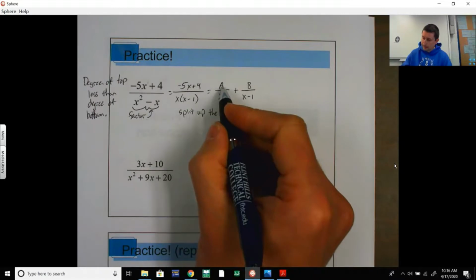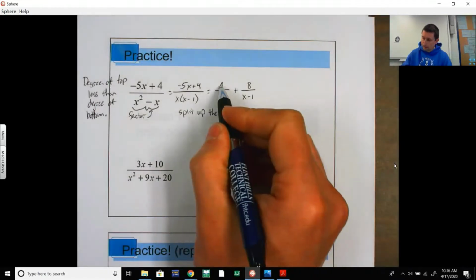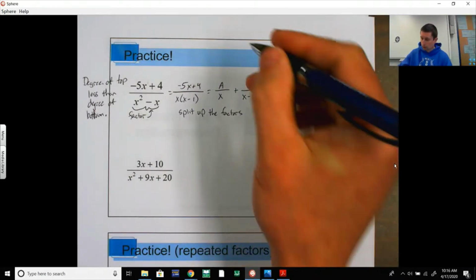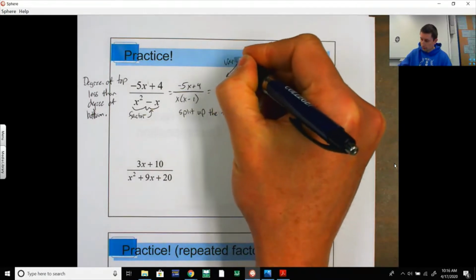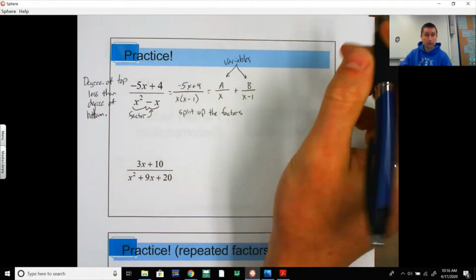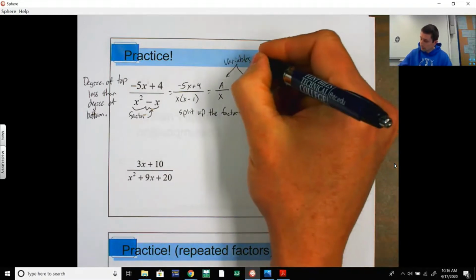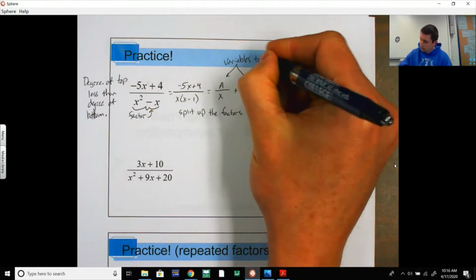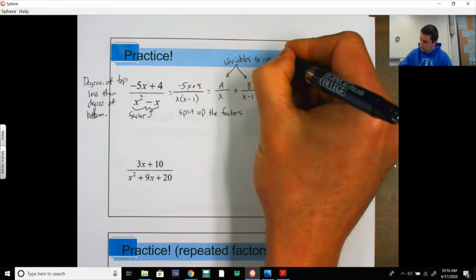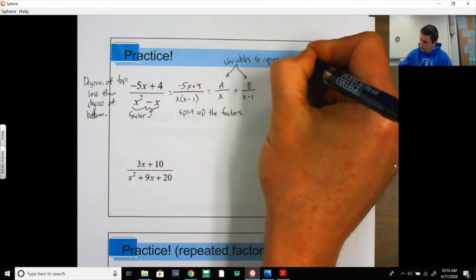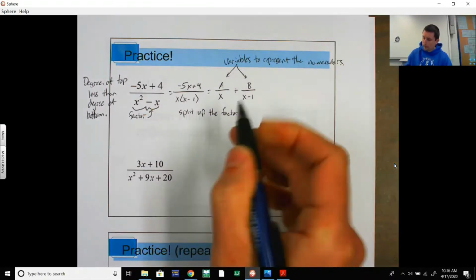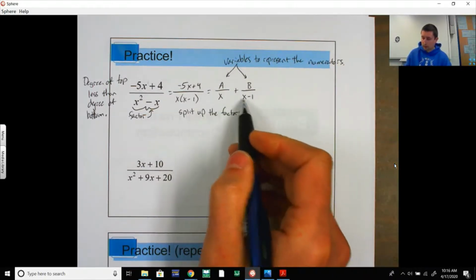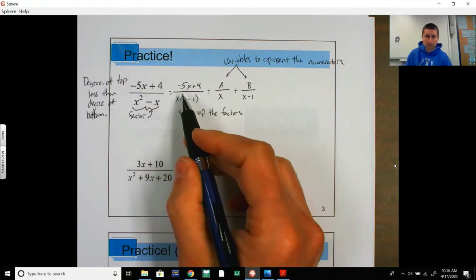The a and the b are just numbers you are going to use to represent the numerators. So these are just variables. We're always going to use a and b, or you could use c if you have 3 variables to represent the numerators. So a over x plus b over x minus 1, we know, should equal negative 5x plus 4 over the original denominator.